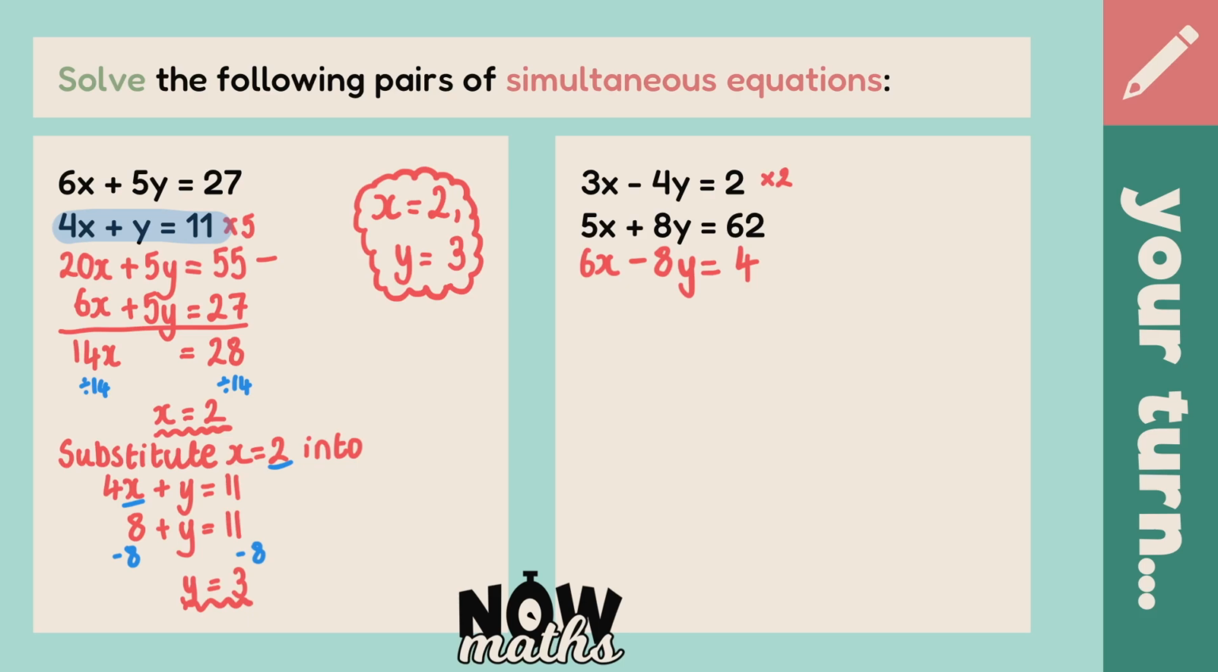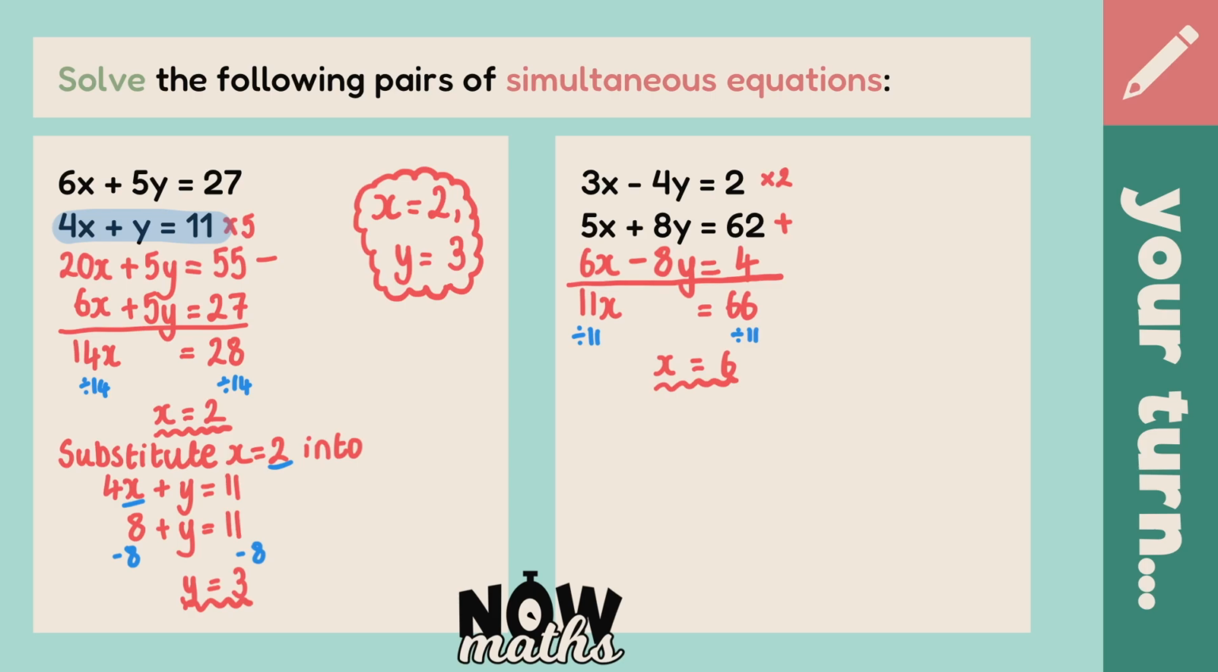Now looking at this equation and the one directly above it, we have an 8y in each, where one is positive, the other is negative. In this case, to eliminate this variable, we have to add the equations together. So 5x add 6x gives us 11x. 8y add negative 8y gives us 0, and 62 add 4 gives us 66. Then solving this equation by dividing by 11 gives us an x solution of 6.